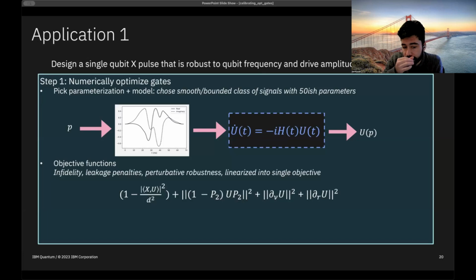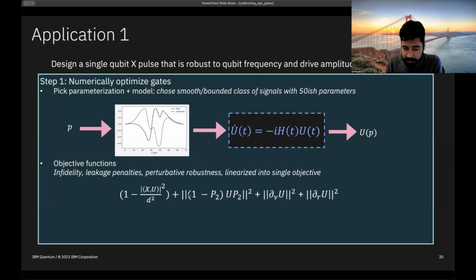And then for objective functions, we use, so this is an infidelity term. I'm just showing these things. Infidelity term, and this is a leakage penalty. So starting out in the computational subspace, this is like a projection operator.